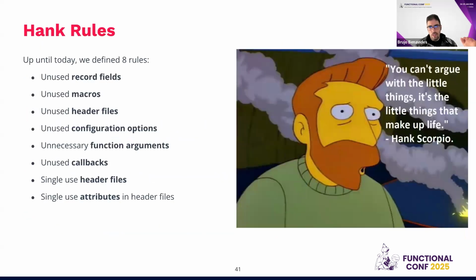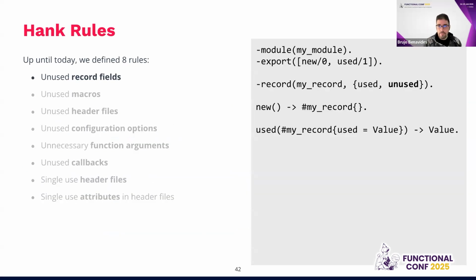These are all the rules that are already baked in for Hank. Let's go one by one. And if you are not an Erlang developer, you can tune out for a few minutes. It will be very, very Erlang specific stuff coming up right now. The first thing that Hank detects are unused record fields. Fields that are defined as part of the record, but never set nor read anywhere.